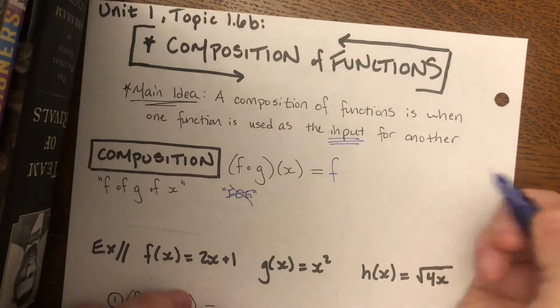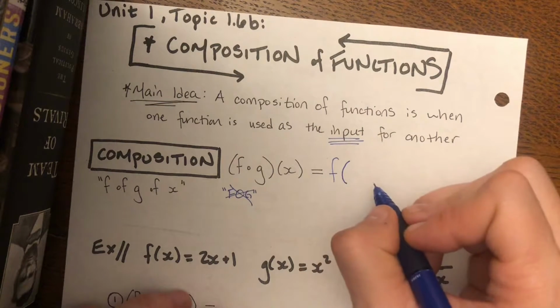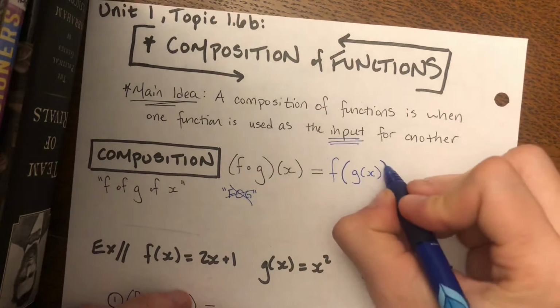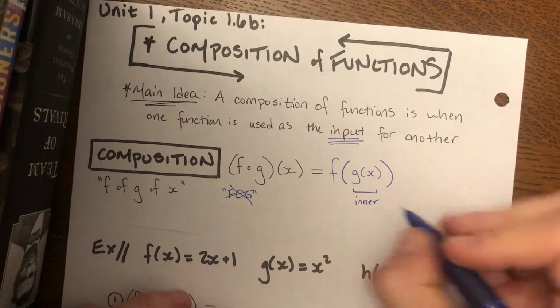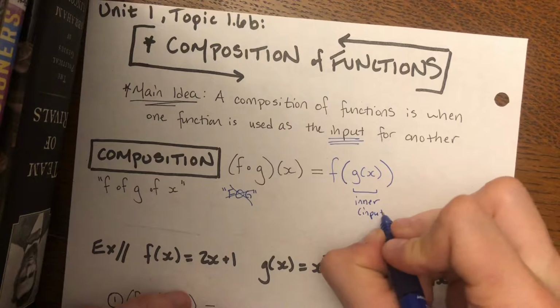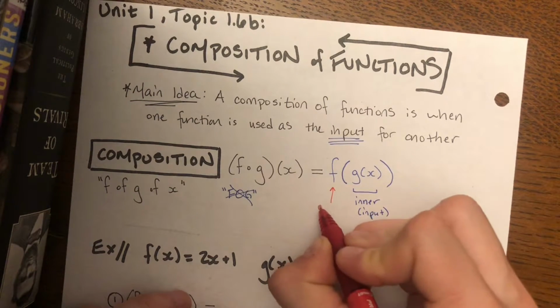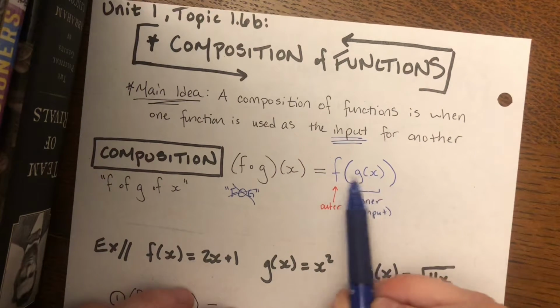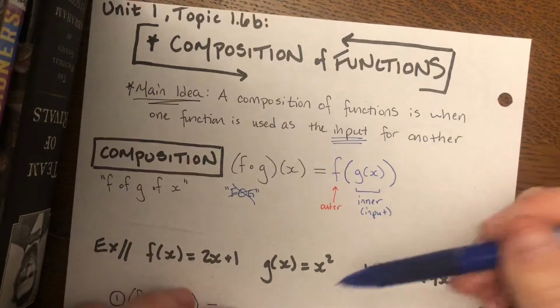So f is my first function. And in f, instead of just putting f of x or f of 2 or f of 9, I'm actually putting g of x inside it. So g of x is my inner function or my input. And f of x is my outer function. So g of x goes in as my input to my function f. It's a little strange. So I think the easiest way to think about this is to do some examples. So we're going to do some examples down here.